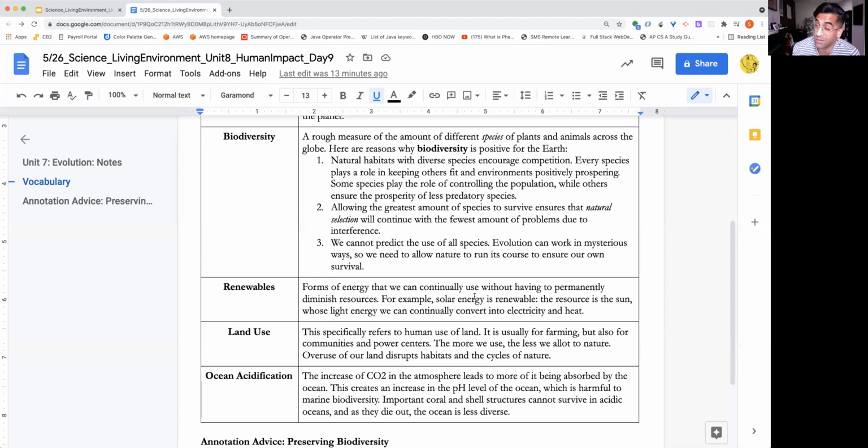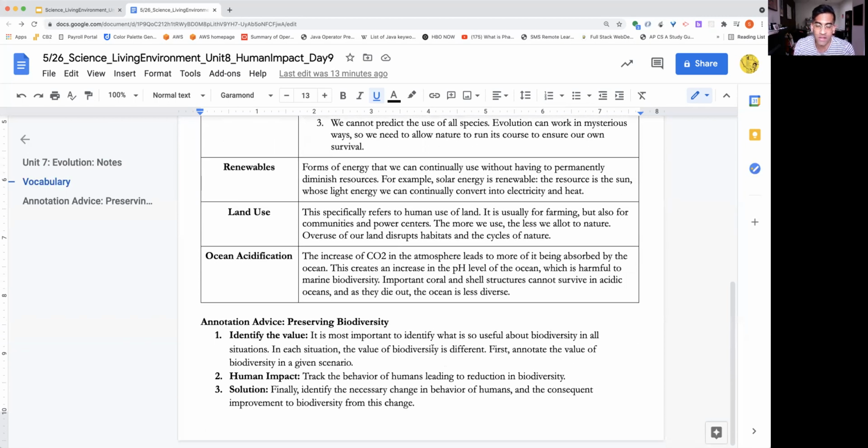This goes back to one of the first points I made in this video, that overuse of our land will disrupt habitats and cycles of nature. All of this is negative for biodiversity. And so as you look at the article, here's the final part of my resource.